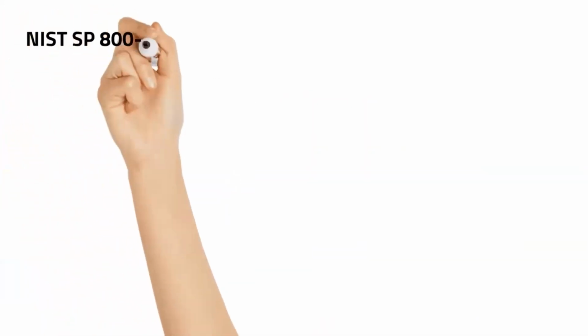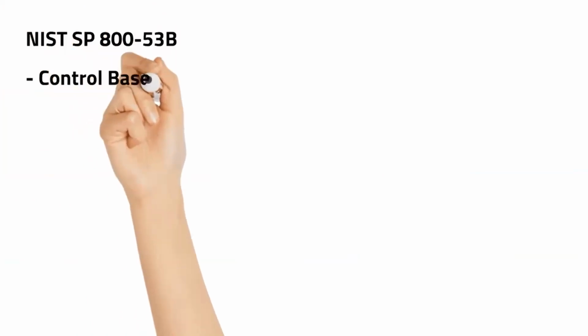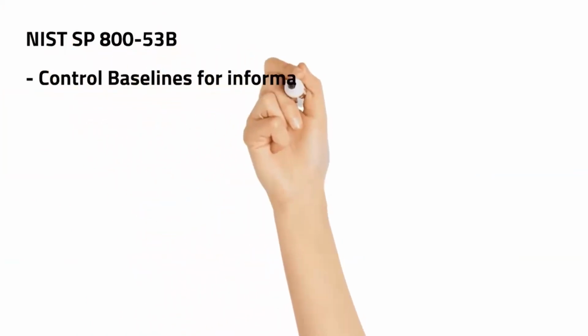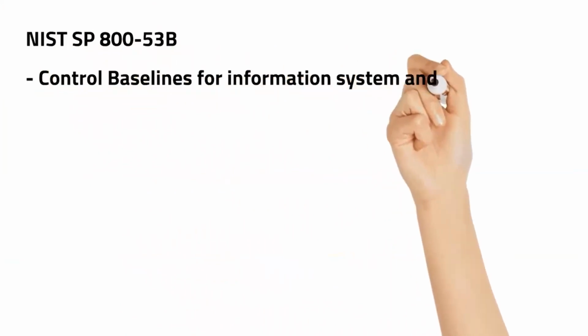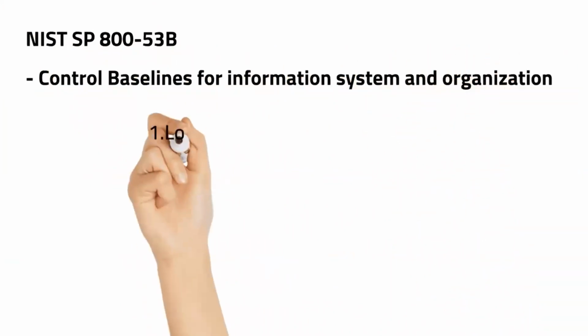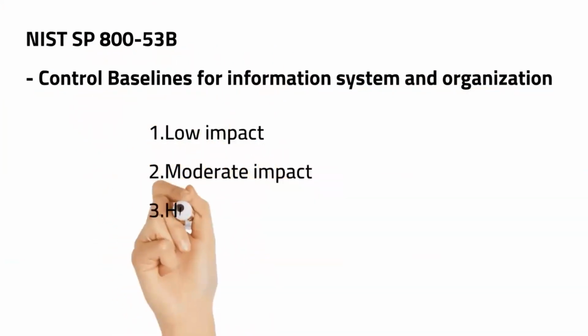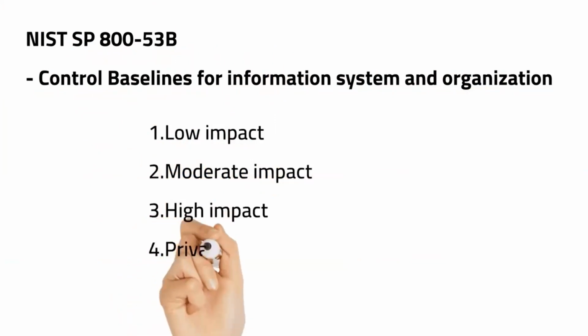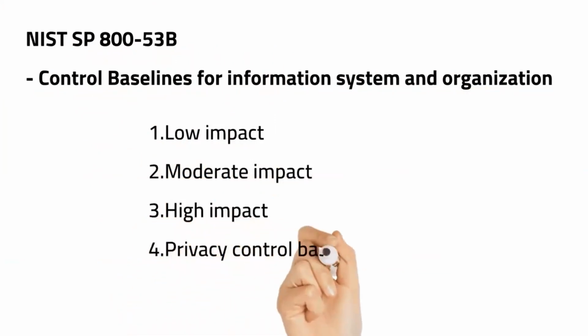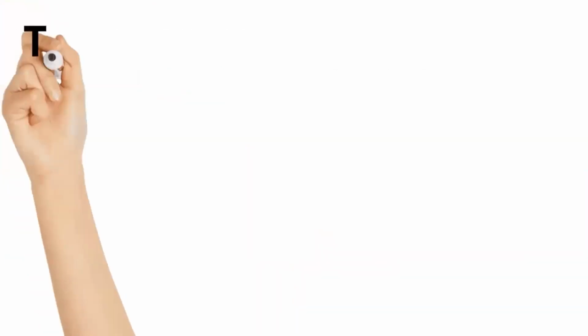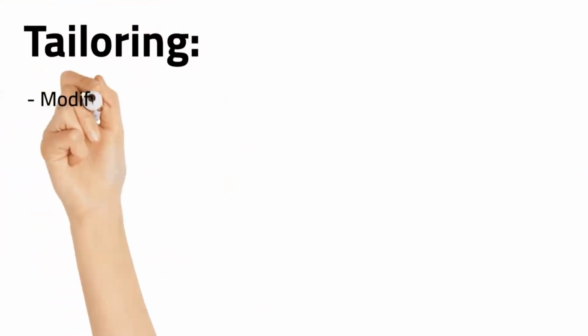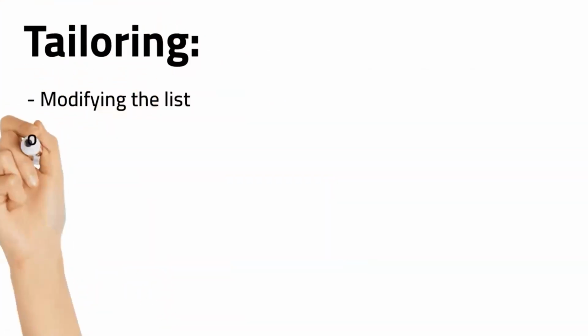Even NIST SP 800-53B, Control Baselines for Information Systems and Organizations, has presented 4 types of baseline: low impact baseline, moderate impact, high impact, and privacy control, based on the potential impact to the organization. So once we identify the potential impact based on the confidentiality, integrity, and availability of the system, then we can apply these controls. Once an organization selects a control, they have to fine tune it with the tailoring and scoping process.